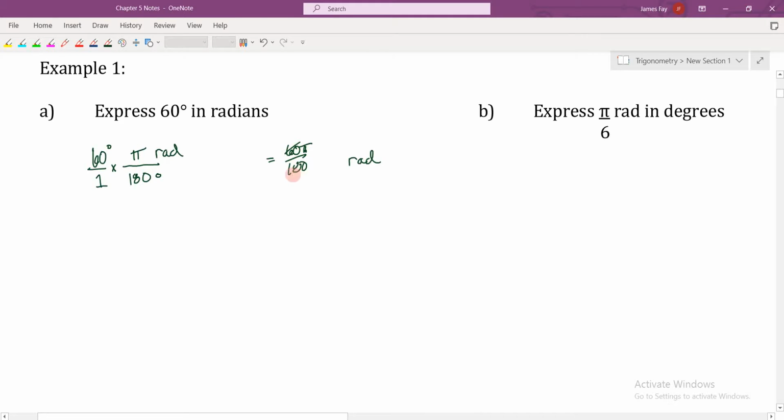Okay, 60 divided by 180 is 1/3, so we get 1/3 pi radians. So 60 degrees is the same thing as pi over 3 radians. That's actually going to be a pretty useful and very common conversion that we use. And eventually you're not even going to do this. You're going to know 60 degrees just links to pi over 3, kind of like how you know 1/2 links to 2/4 or 2/4 links to 1/2. You're going to be able to make those conversions.